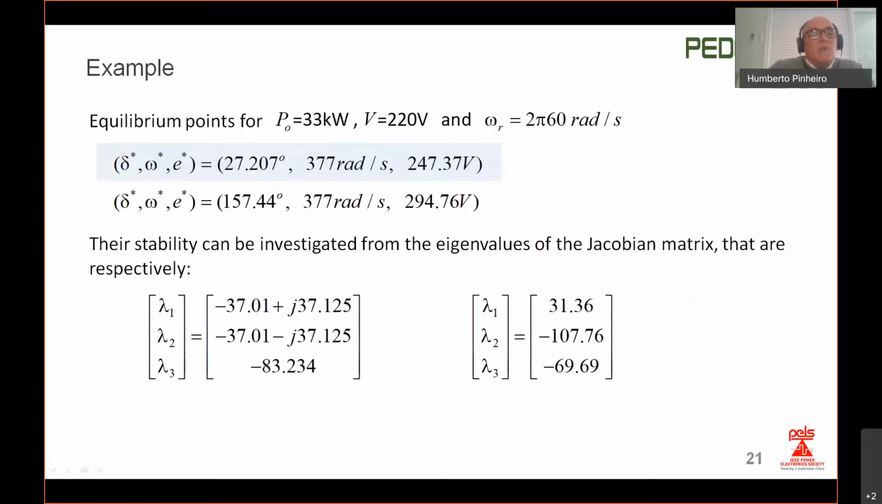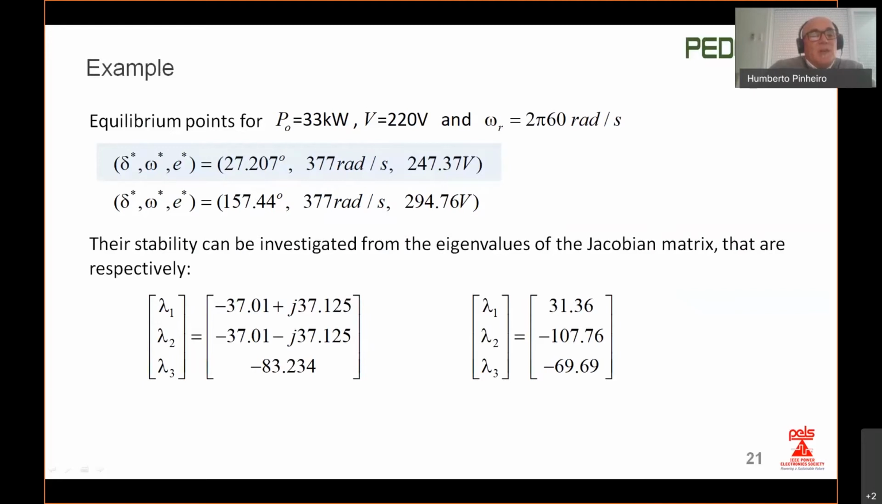So if you compute these equilibrium points, we see two equilibrium points over here, one with power angle 27 degrees, another with a power angle quite large, 157 degrees. So basically the stable one is the first one, that I am pointing at with the mouse. We see the second equilibrium point has a real eigenvalue with a positive value, indicating that the equilibrium point is unstable. So we are interested in the first equilibrium point.